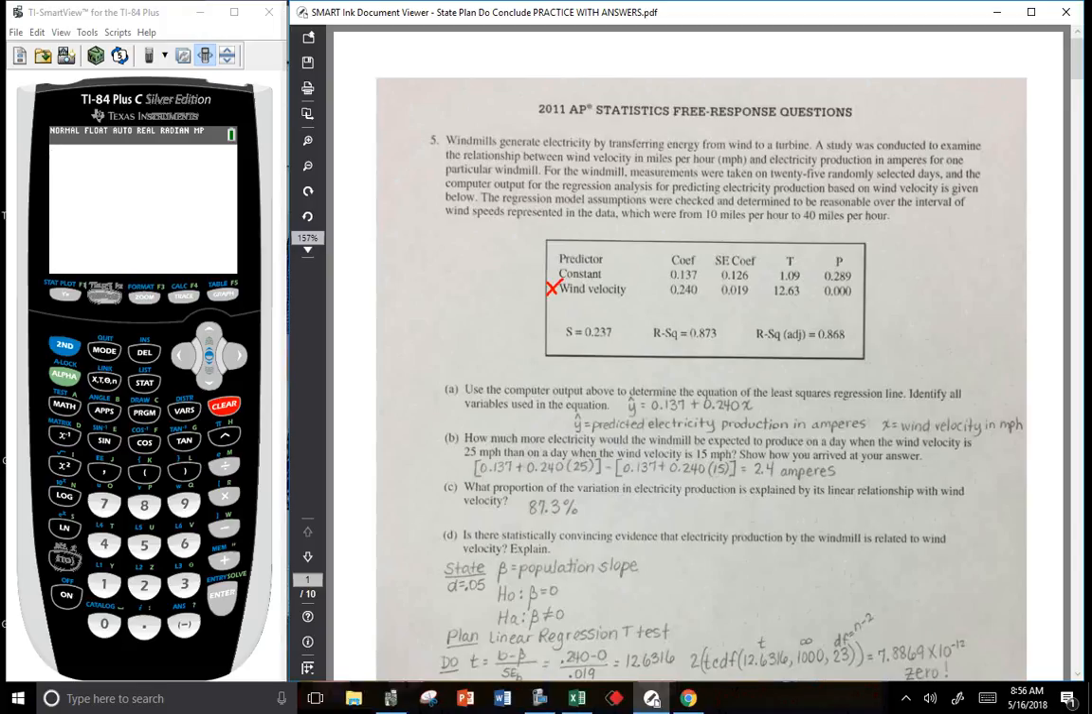So this is our Y-intercept, agree? Because it's either gonna say constant or intercept next to it. Whatever's below it, that's your slope. And whatever word is by your slope, that's your X variable. That's your explanatory variable, okay?